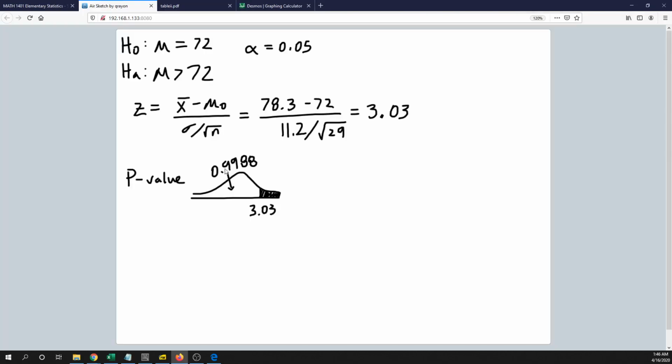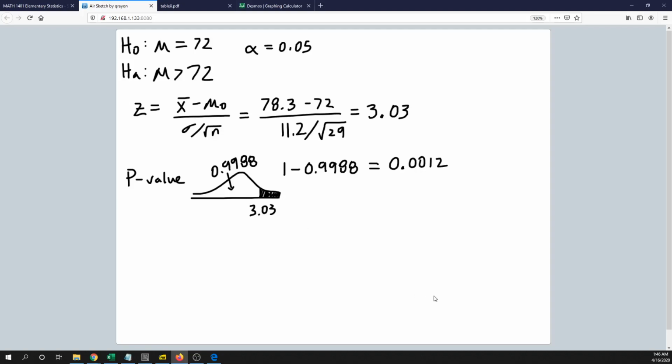Okay, so that's this area over here, because that's what table 2 gives you, the area to the left of whatever z-score you look up. But what we want is this area here. So what we would do is take and subtract that number from 1, because the total area underneath the entire standard normal curve is 1. So that comes up to be 0.0012. Okay, so that's our p-value.